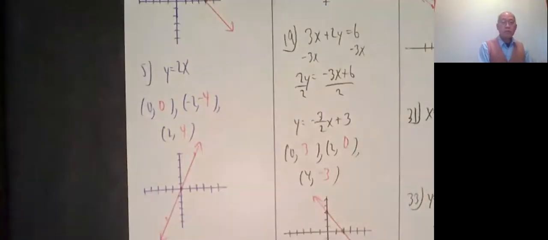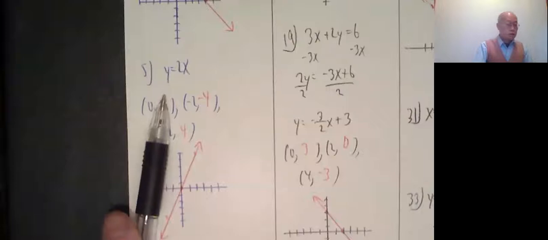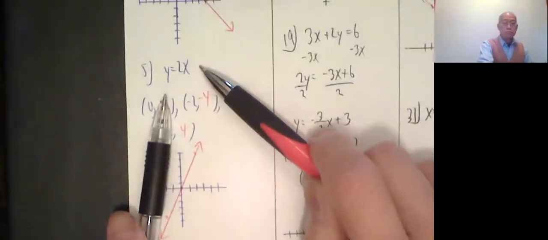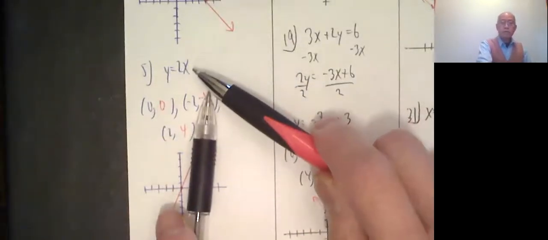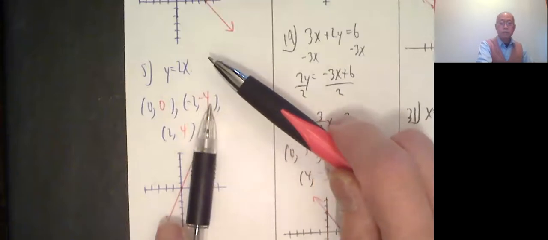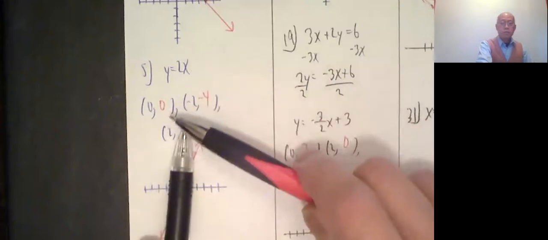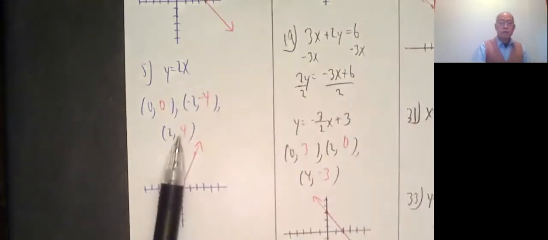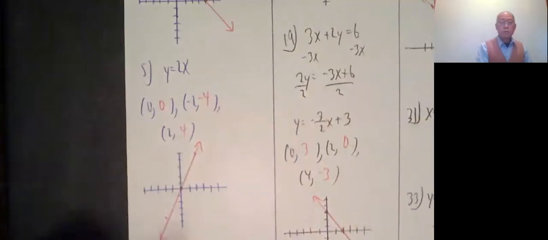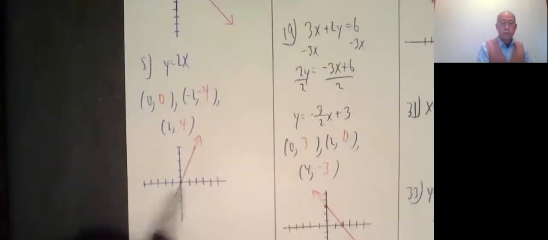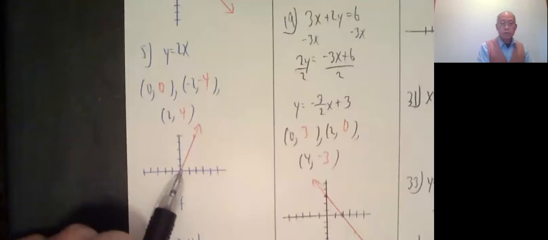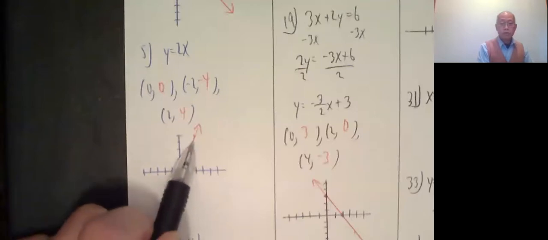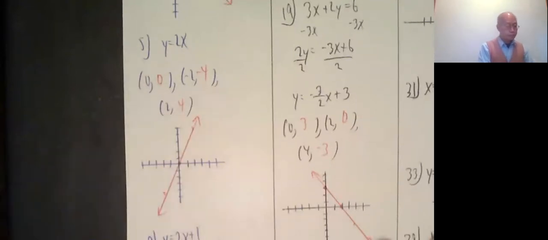Okay, number 5. Y equals 2X. You plug in X is 0. Y is 0. Plug in X is negative 2. 2 times negative 2 is negative 4. Plug in positive 2. 2 times 2 is positive 4. Okay, so 0, 0 is here. Negative 2, negative 4 is down here. 2, 4, 1, 2, 1, 2, 3, 4 is over here. Connect them.